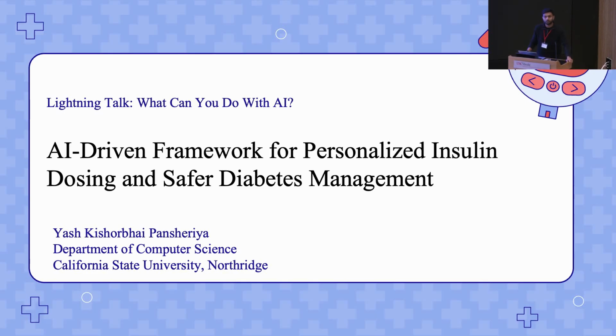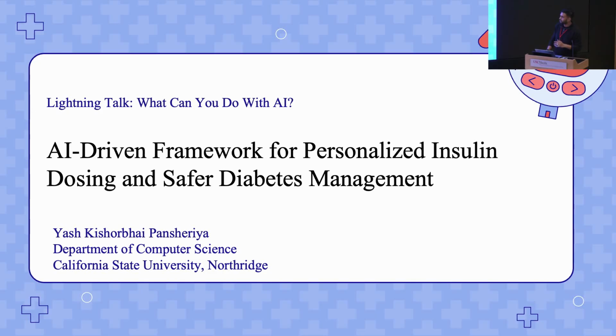Today I will talk about how AI can help insulin dosing decisions in type 1 diabetes care through machine learning prediction, clinical safety rules, and large language models via RAG, which will explain the decision. Managing type 1 diabetes requires many insulin decisions. Patients need to inject many insulin doses each day.